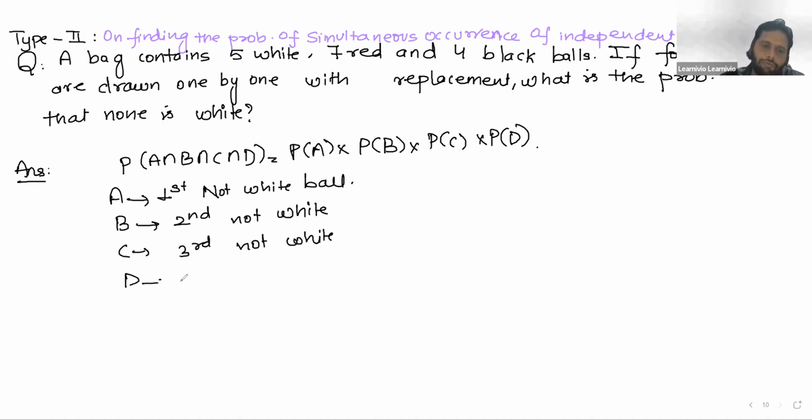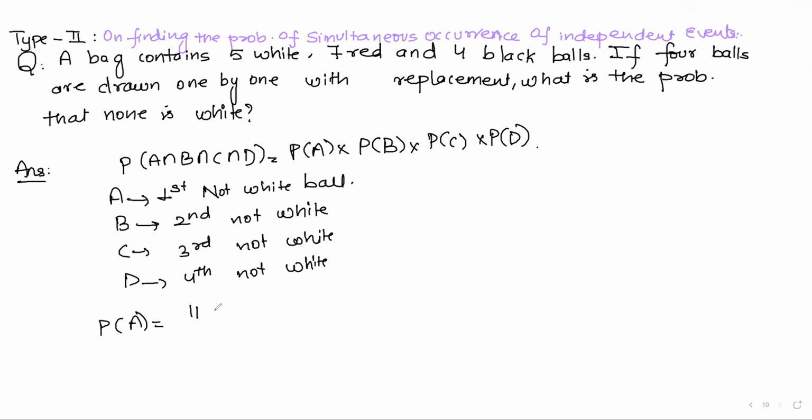D, fourth, not white. Okay. Now, PA. So, Saf, please tell me how many not white balls you have. 11. Okay. So, from this 11, we are drawing one ball. What are the total balls you have? 16. So, 11C1 by 16C1, this is equal to 11 by 16.